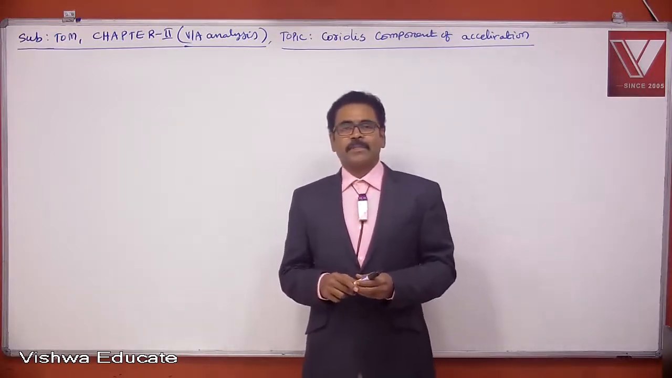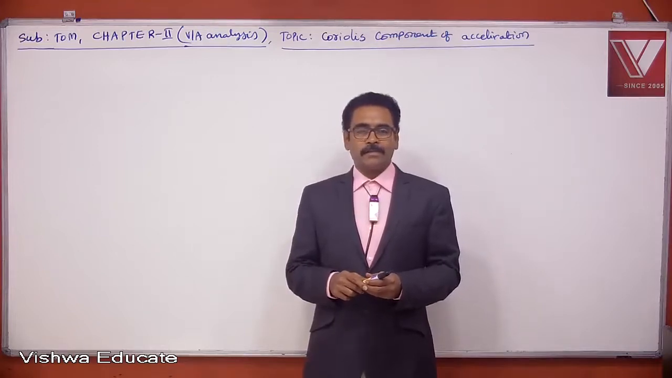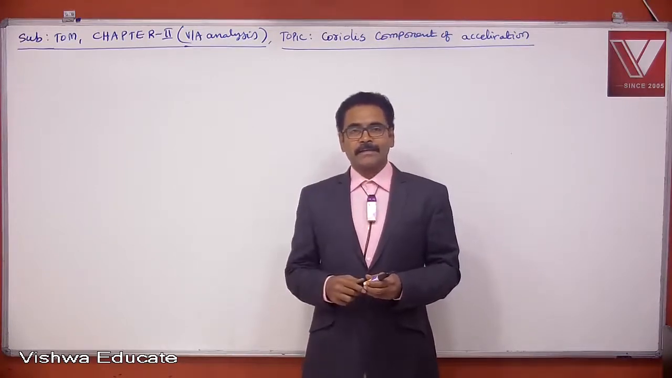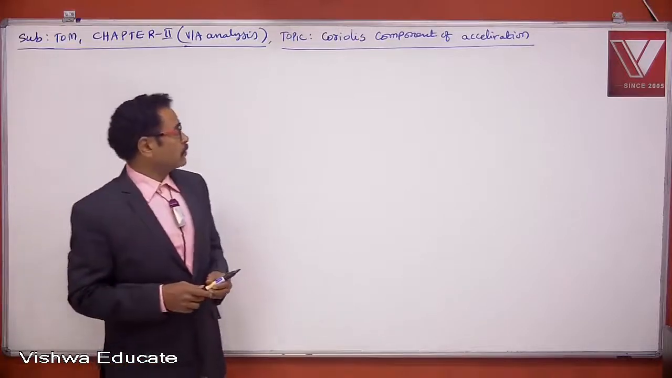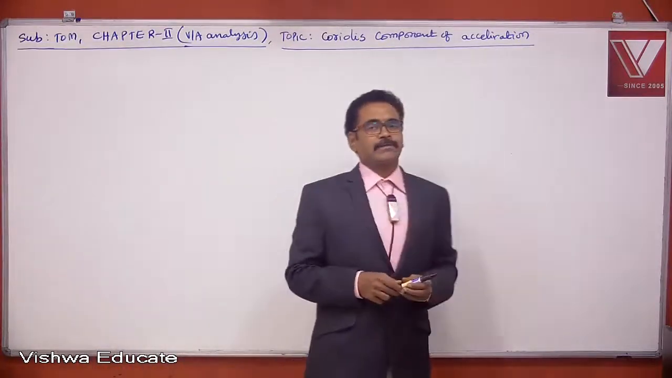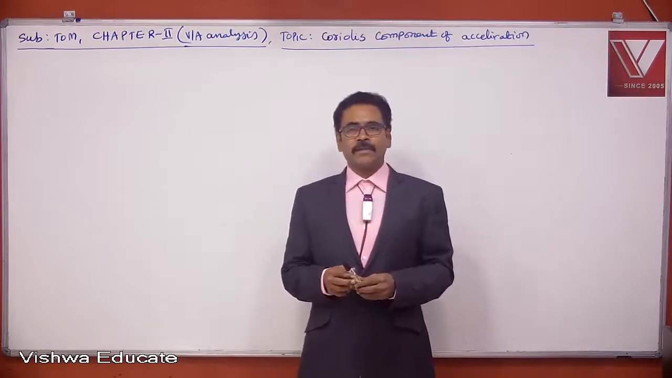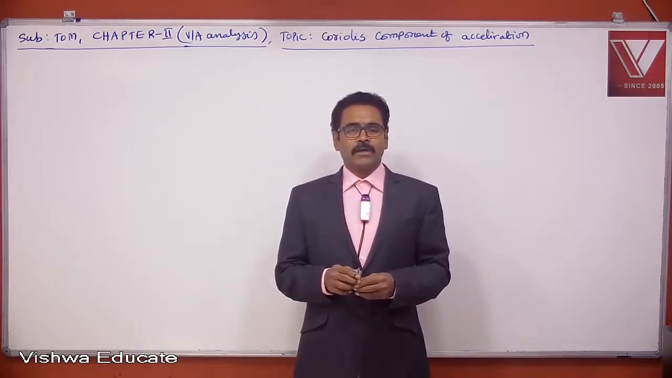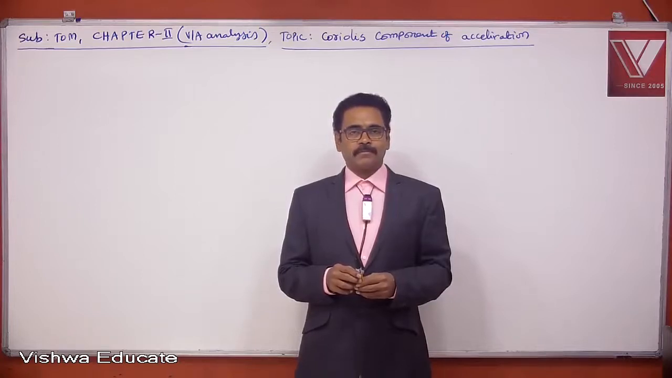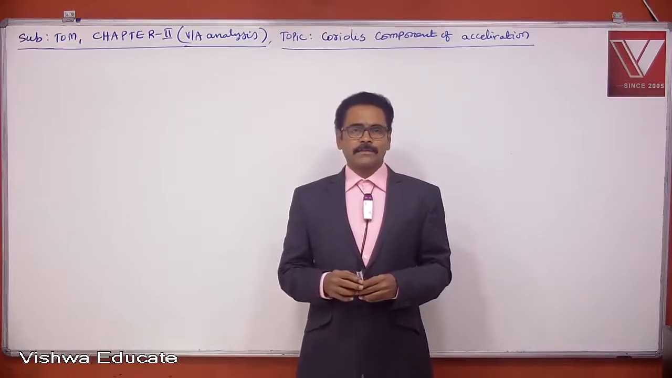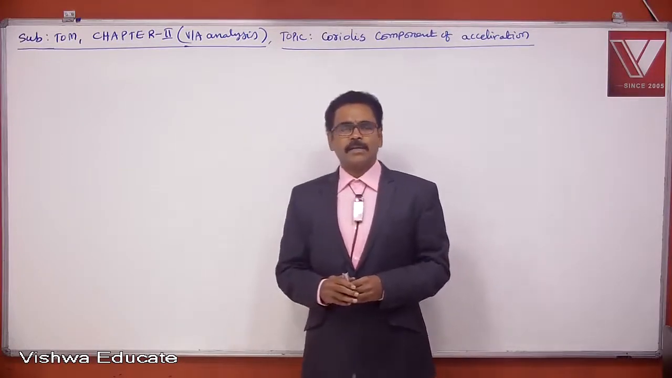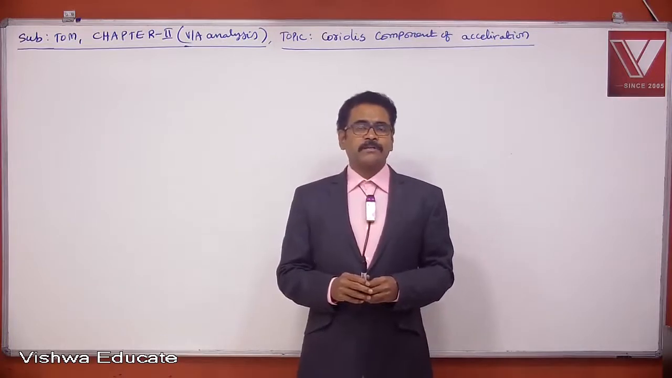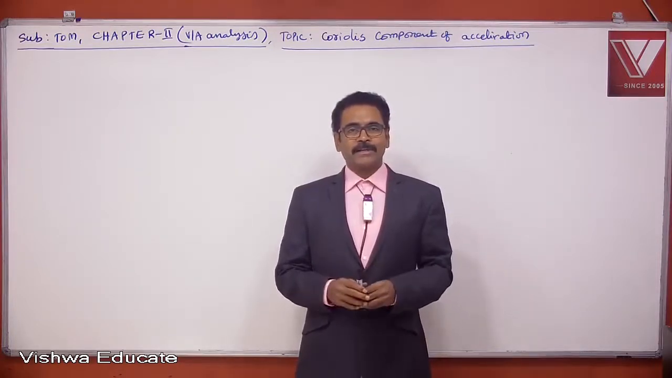In previous session, we discussed Klein's construction, and in this session, we are going to learn about a special acceleration, which is the Coriolis component of acceleration. We already understood that when the magnitude of velocity changes, we get tangential acceleration. When the direction of velocity changes, we get centripetal acceleration. Because of change in magnitude of velocity, we get tangential acceleration. Because of change in direction of velocity, we get centripetal acceleration.